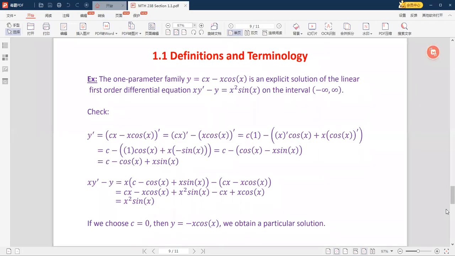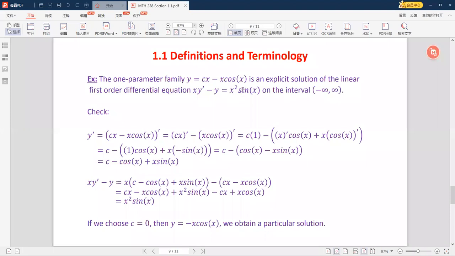So we are given a family of solutions, y equal to cx minus x times cosine x. It is a one parameter family of solutions because we got an arbitrary constant c in this solution that you can choose for any value. So it's not just the one solution, and it is an explicit solution because the function is written as y expressed in terms of x explicitly. All right, so that's an explicit solution, and this will be a solution of the linear first order differential equation.